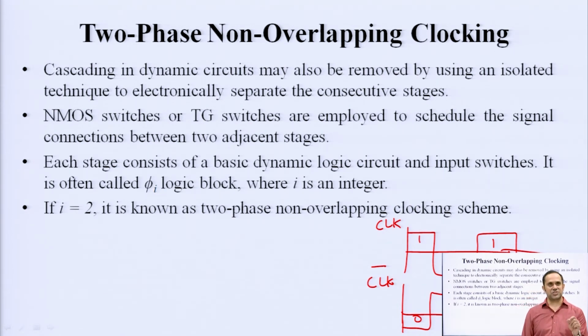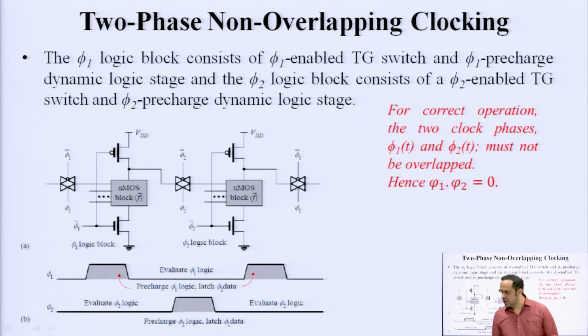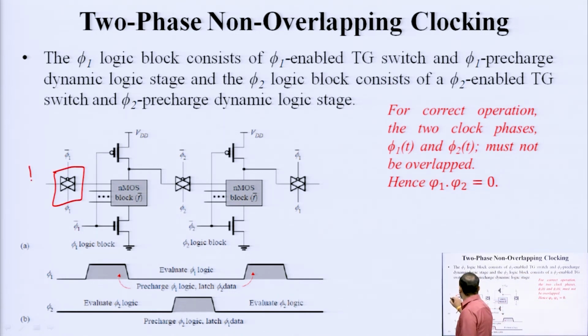Each transmission gate stage or each stage consists of a basic dynamic logic circuit and some input switches. Those switches are going to be from transmission gate only. It is often called phi subscript I logic, where I is an integer. If this I is equal to 2, you are looking at a two phase non-overlapping clocking scheme. Okay. This is how this arrangement is going to work. This is the symbol of a transmission gate. So, this is a transmission gate. So, you can see there is a bubble here, which means this is your PMOS end, and there is no bubble here, this is your NMOS end.